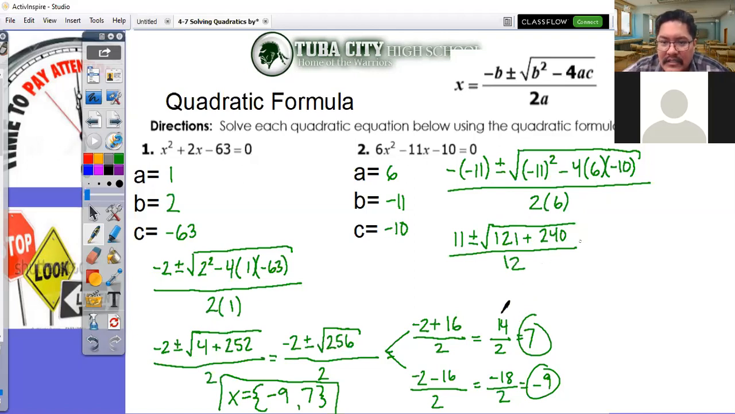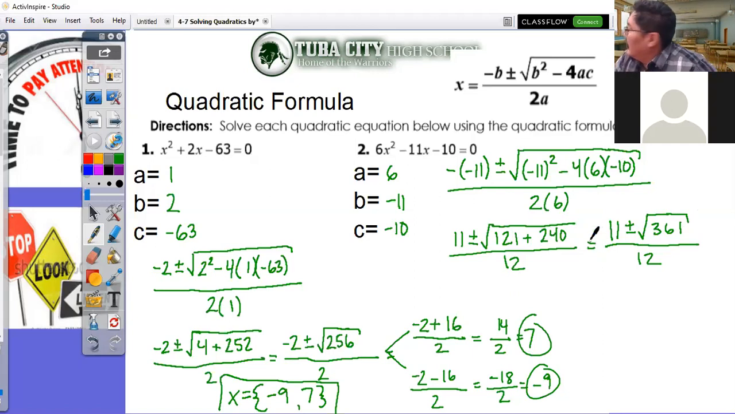Now I'm going to try to not erase this if I can help it, so I'm going to move over to this side here. So 11 plus and minus the square root, and I'm going to add 240 together with 121. And that's going to be 361, all over 12. Now I do have a bit of a problem here. Is 361 a square number?